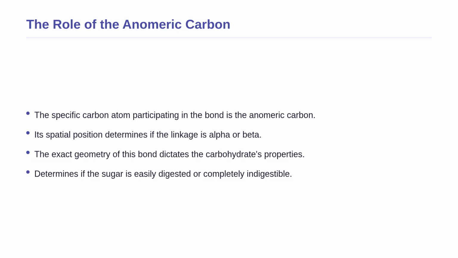Building on that definition, we must focus on the specific carbon atom that participates in this bond, which is called the anomeric carbon. The spatial position of this anomeric carbon is incredibly important because it determines whether the resulting linkage is an alpha or a beta type. Understanding this geometry is crucial. Why? Because the exact shape of this bond dictates whether the resulting sugar can be easily digested by humans or if it is completely indigestible. A tiny shift in spatial arrangement completely changes how the molecule behaves in nature.